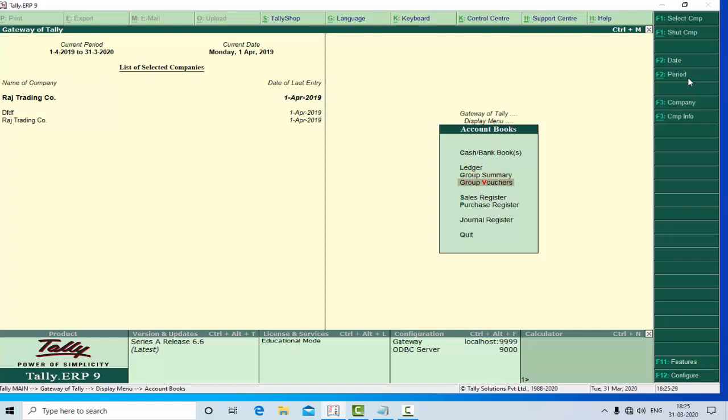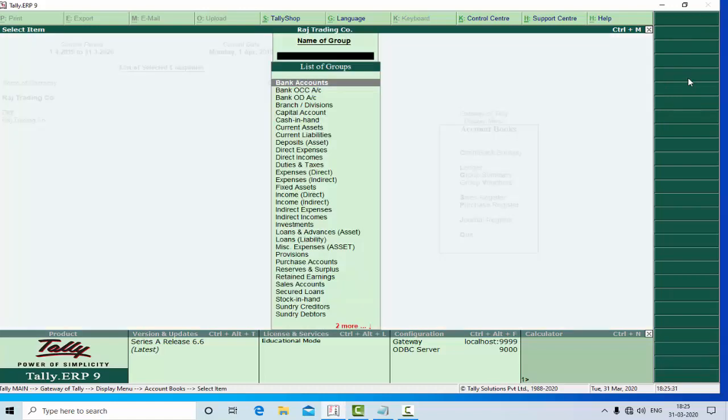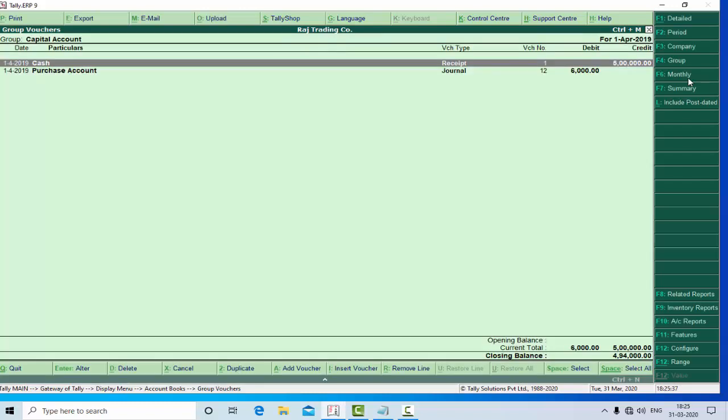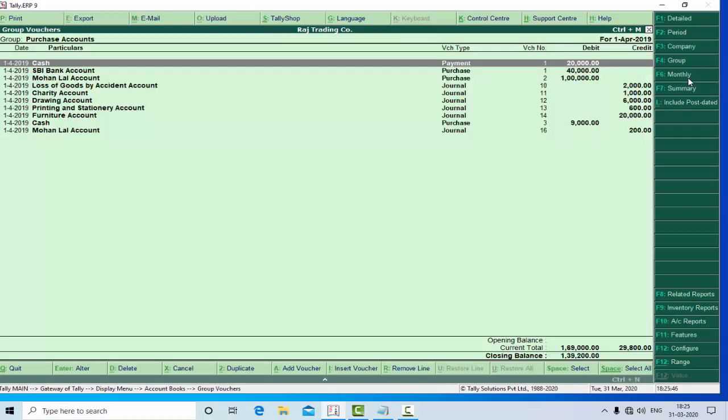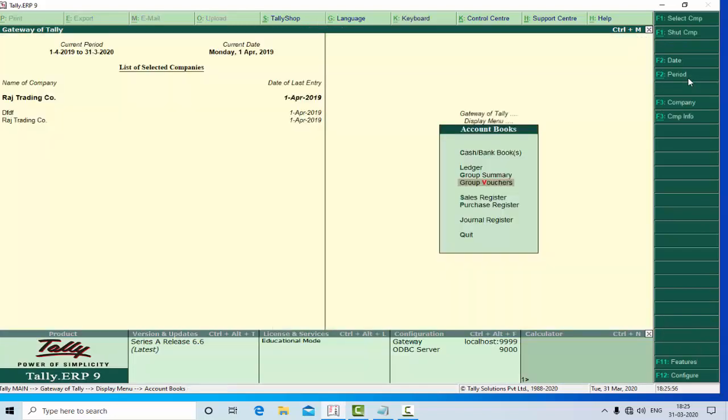So after that, group voucher. This will display the voucher entry according to the group, like entries related to capital group. So it will display all the entries which are related with capital account group. If you want to see the purchase group entries, it will display all the entries of the purchase voucher group. So you can see the entries of particular group with this group voucher.